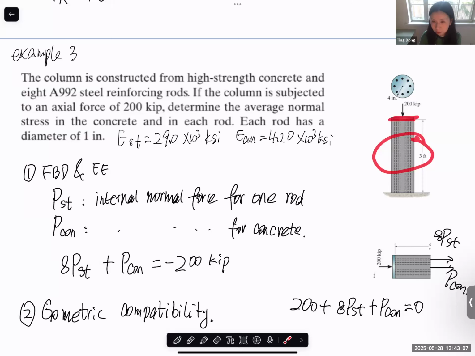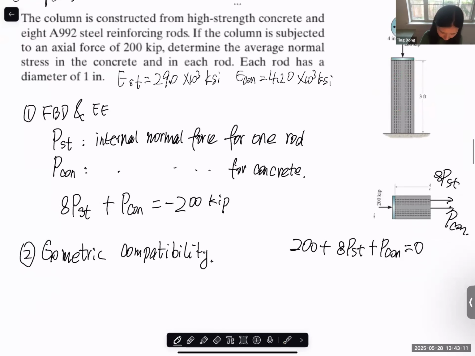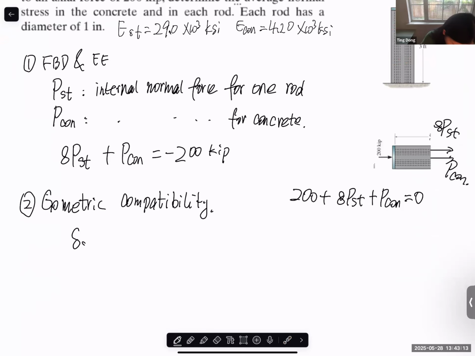This is a rigid plate. So the geometric compatibility for this one is simply that the contraction, the delta in the steel rod and the delta in the concrete, should be the same. Otherwise, there will be separation between the steel rod and concrete. Make sense or not?